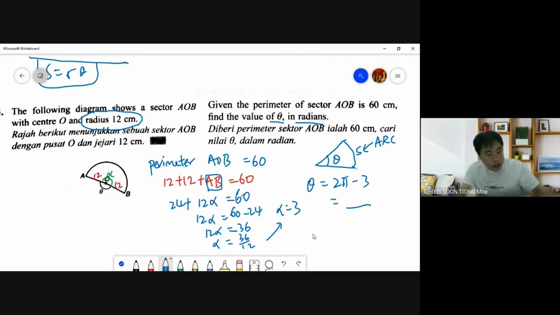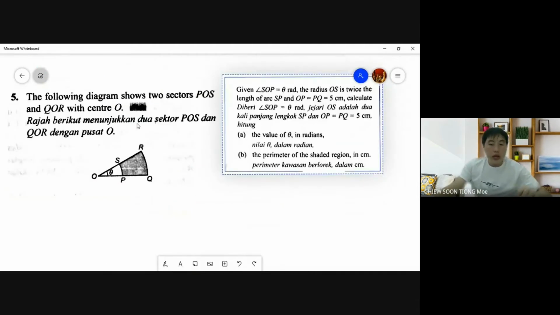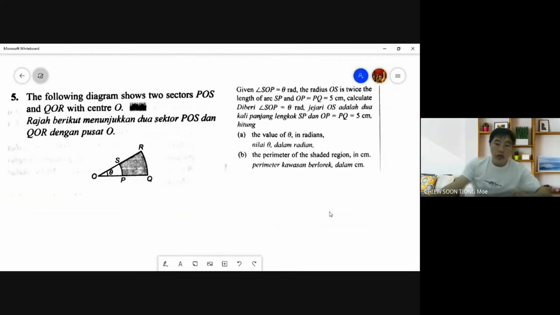Okay, where is? Let the answer be 3.284. Okay, so we go for this question. The following diagram shows two sectors POS and QOR with center of O.